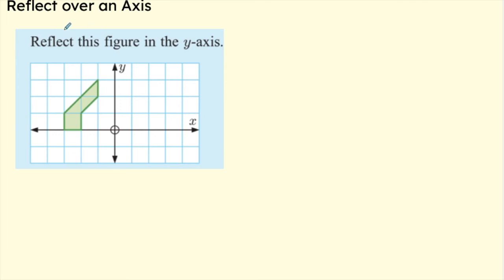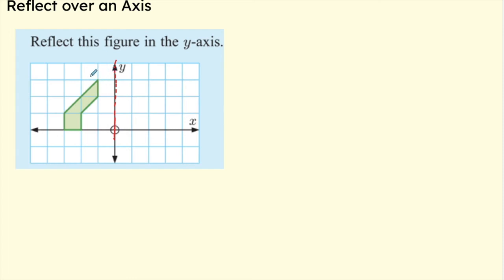Now, we can reflect over an axis. Sometimes your mirror line might just be the axis, like in this example. So reflect this figure over the y-axis. If it helps, you can make it clear. Go ahead and pause the video and try this.